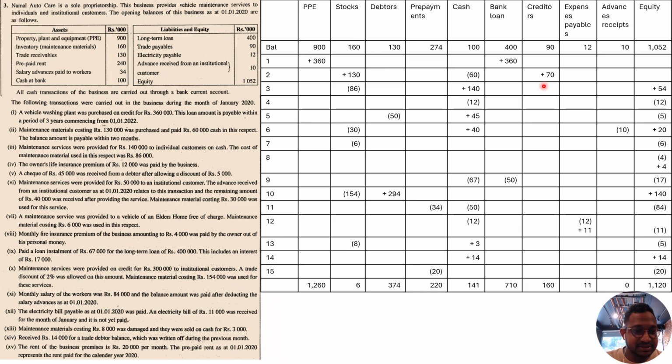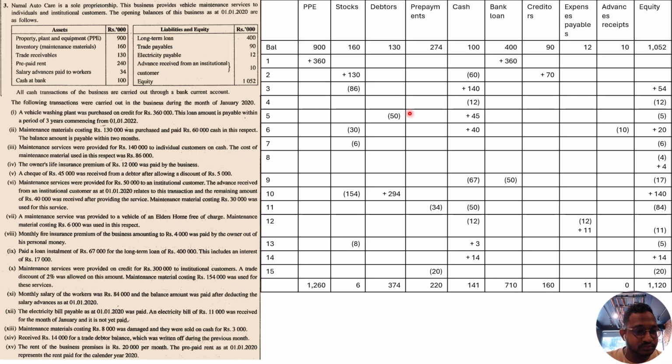And the maintenance services was provided, 140 to an individual customer in cash. The cost of the material is 86. So that stock should be deducted by 86 and the cash should increase by 140. And the difference of that should be added to the equity as a profit, right?